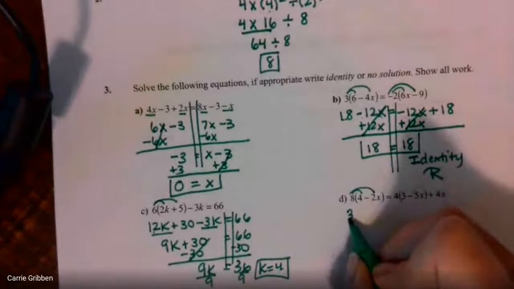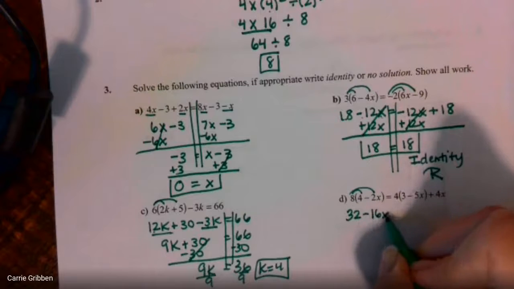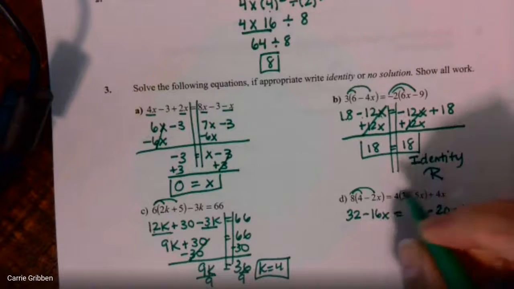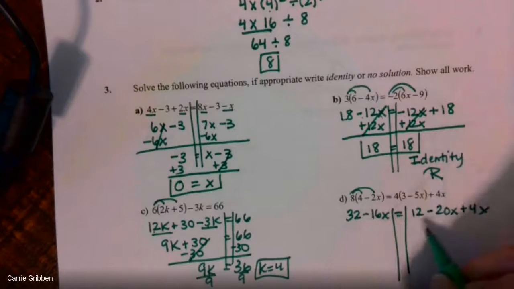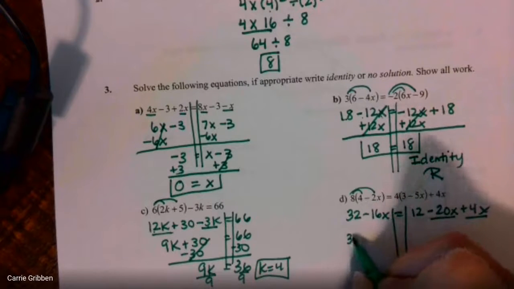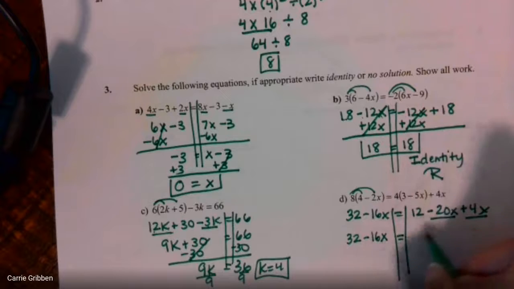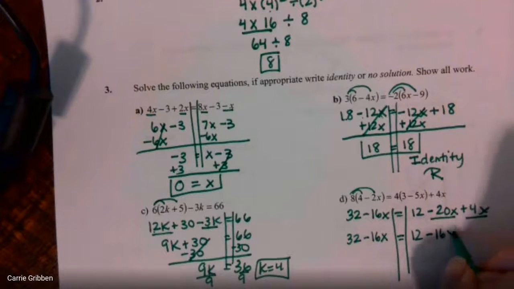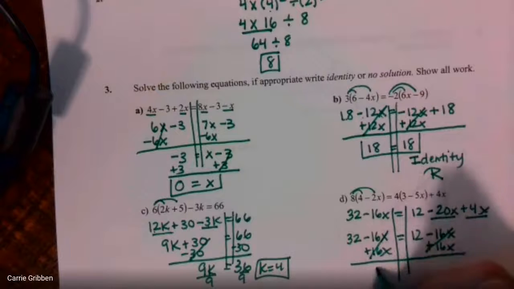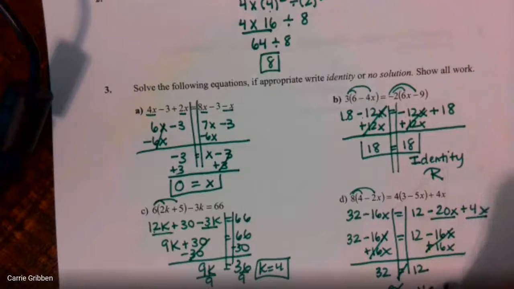Letter D, same thing. Always start out by distributing. So 32 minus 16x equals 12 minus 20x plus 4x. Okay, nothing really to simplify on the left, but I definitely could put together negative 20x and positive 4x. So I end up getting 32 minus 16x equals 12 minus 16x. Now, this is a little different, because if I add 16x to both sides, I will wipe out both x's and end up with 32 equals 12, which is totally not true. So when that happens, remember it's the empty set, we say that it has no solution.